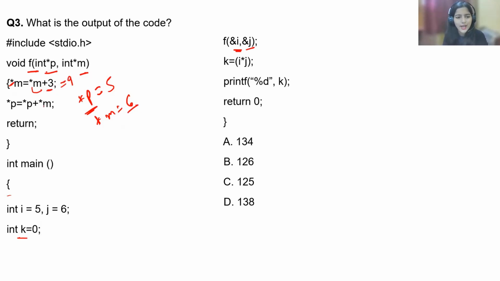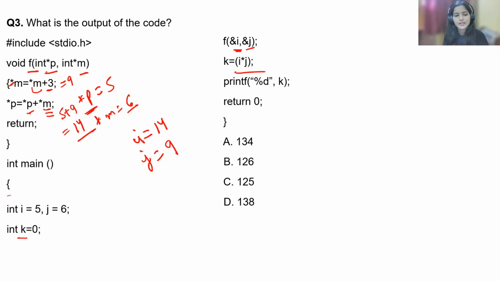So in m we have 9, and in p we are updating the value as *p, that is 5, plus *m. The m value is what? 9. So 9 plus 5, if you count, 10, 11, 12, 13, 14. So you will be having 14. Now, whatever changes you made here in p and m will be reflected in your actual parameters as well. So p is related to i. It means the value of i is now 14, and the value of j is going to be 9.